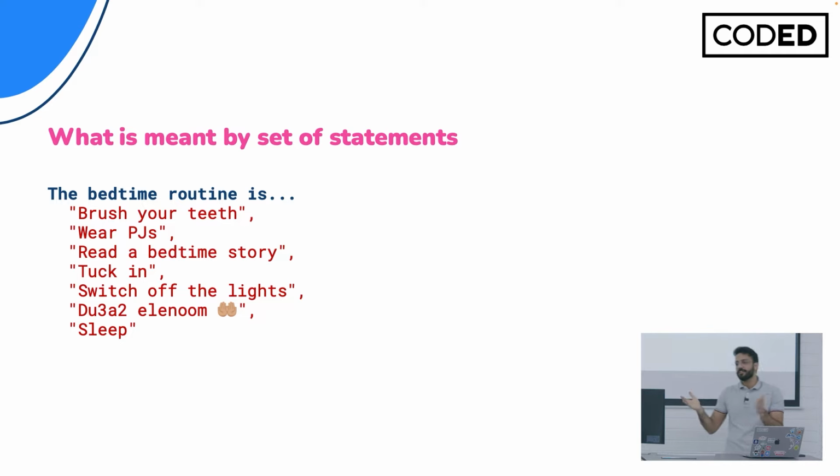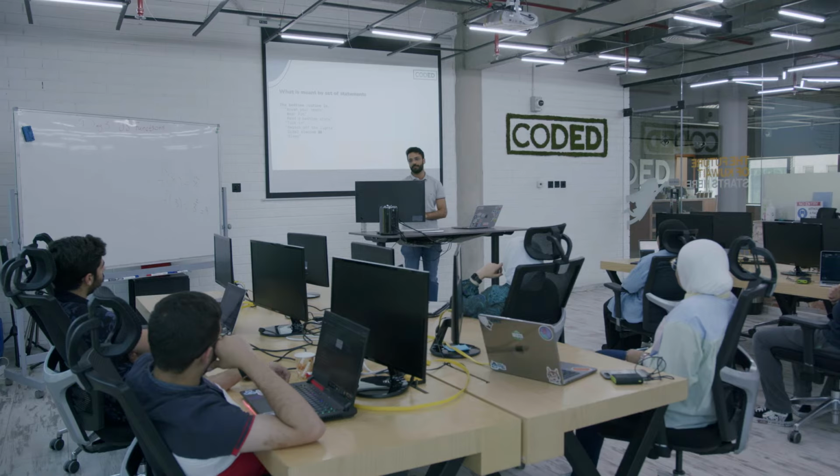So before we see functions in action, let's take this example. The bedtime routine is: first we brush our teeth, we wear our PJs, and we read a bedtime story, and we tuck in, we switch off the lights, we say the bedtime prayer, and we sleep. So imagine that if you want to tell your kid to sleep, you have to say all of those instructions every time they have to sleep. That's going to be hectic. Sometimes we're going to miss one.